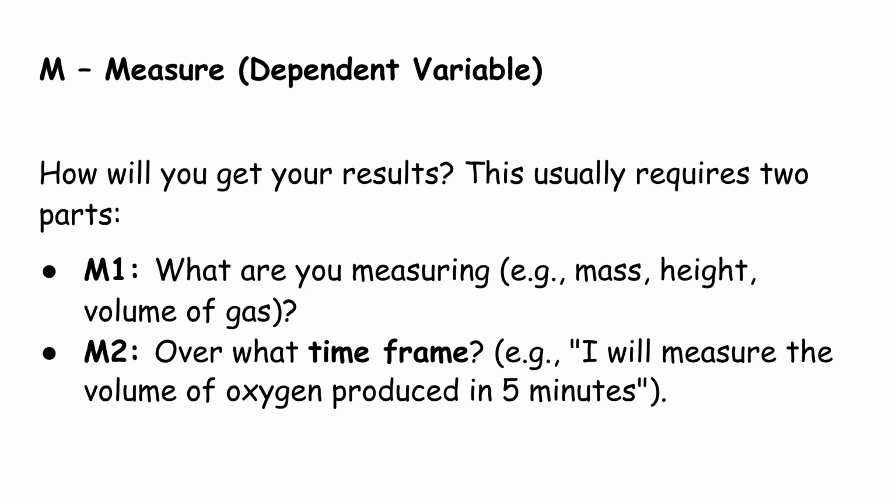M stands for measure, the dependent variable, and typically has 2 parts. M1 is what you are measuring, such as mass or volume of gas. M2 is the time frame over which you are measuring.